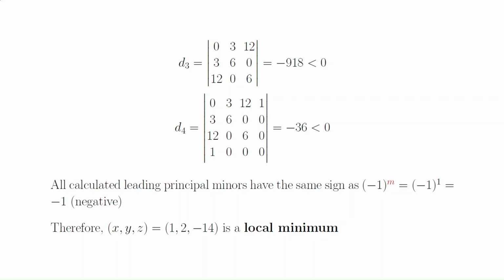As we have seen here, if the number of constraints is odd and all the calculated leading principal minors are negative, this indicates the presence of a local minimum. However, keep in mind that in a different problem, if the number of constraints were even, the pattern for concluding that there is a local minimum would be that all calculated leading principal minors were positive.